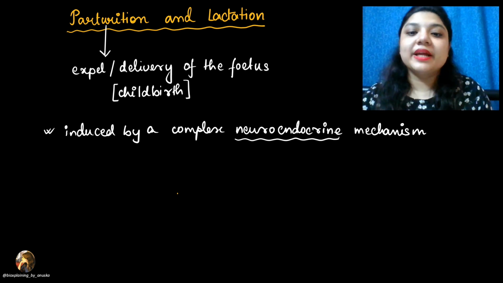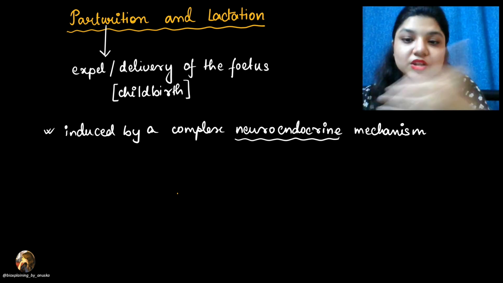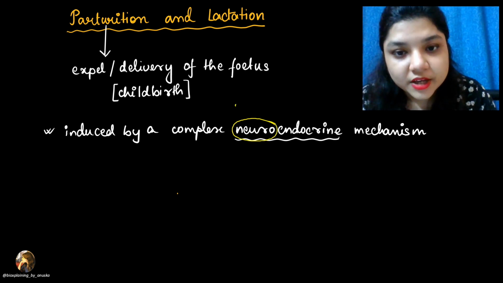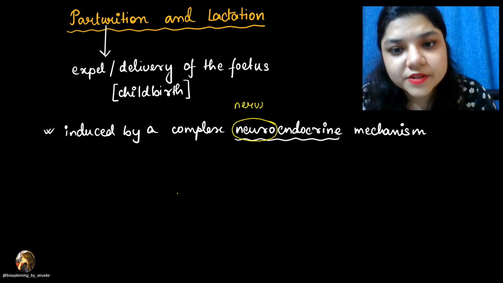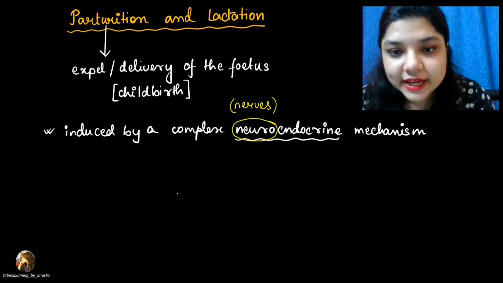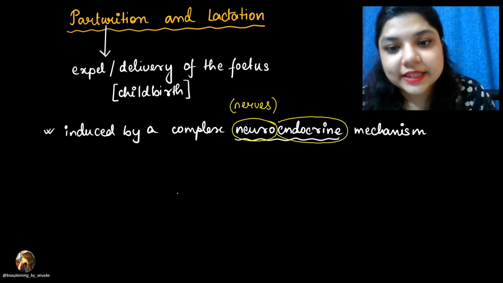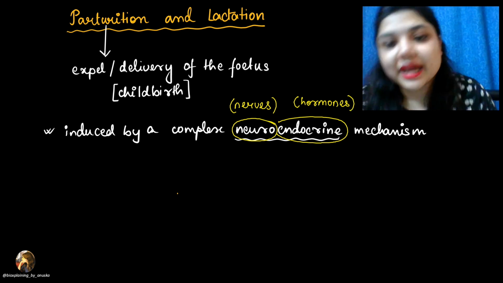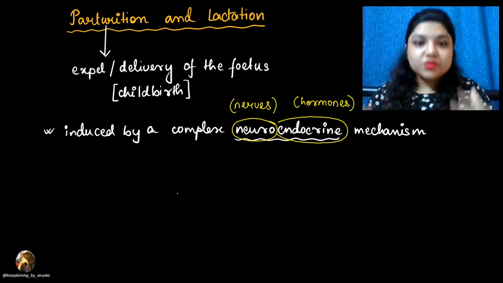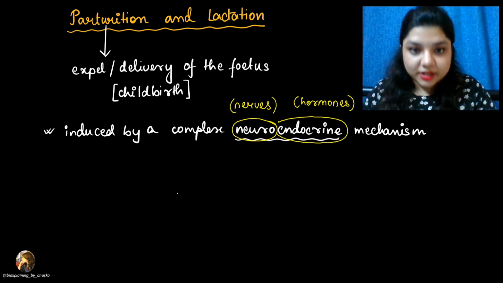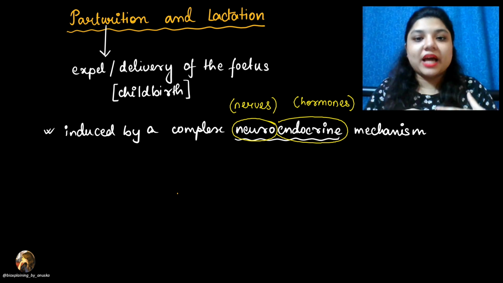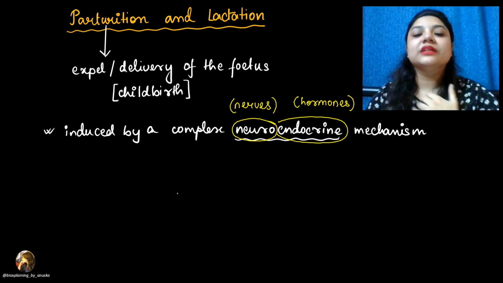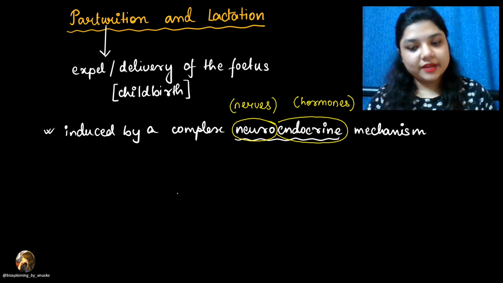What do you understand by neuroendocrine? If you break the word into two parts, you have neuro, which means your nerves are involved. And then you see endocrine, which means certain hormones are also involved. So the mechanism that triggers or induces childbirth is a complex mechanism dealing with nerves and hormones that we call the neuroendocrine mechanism.